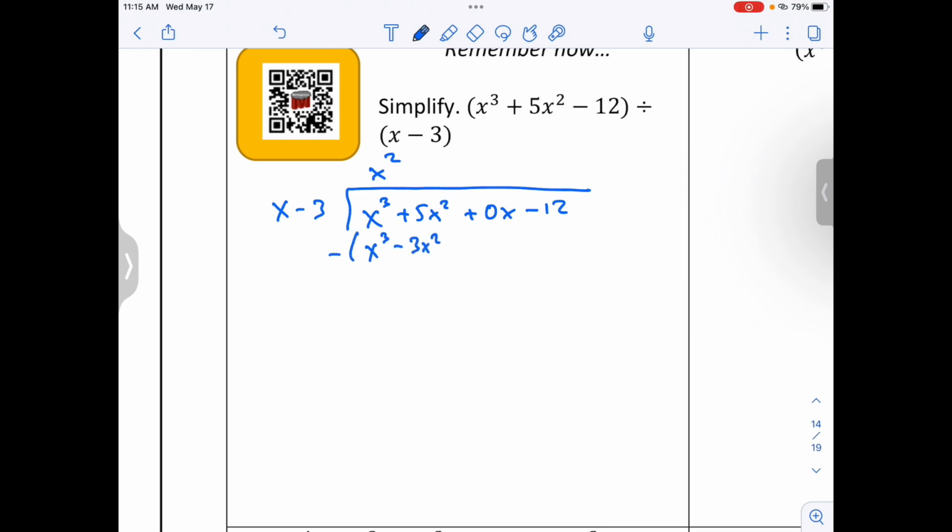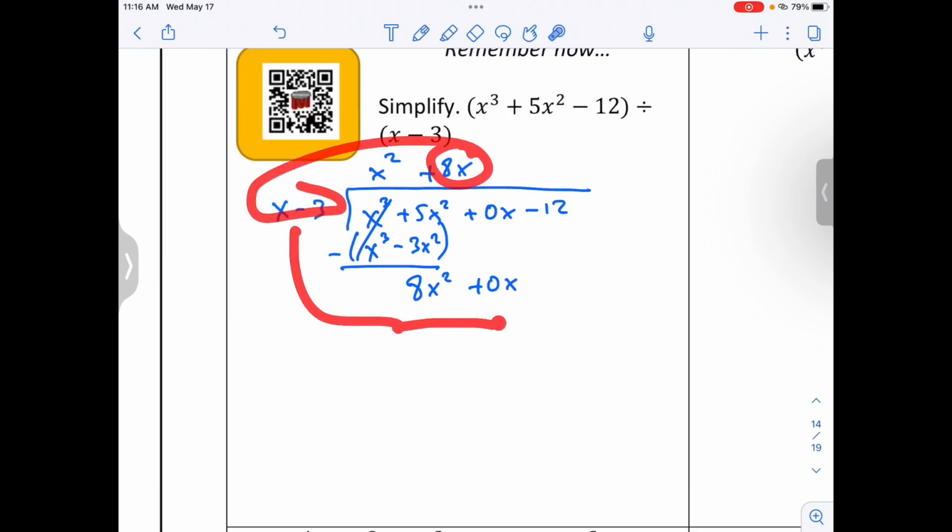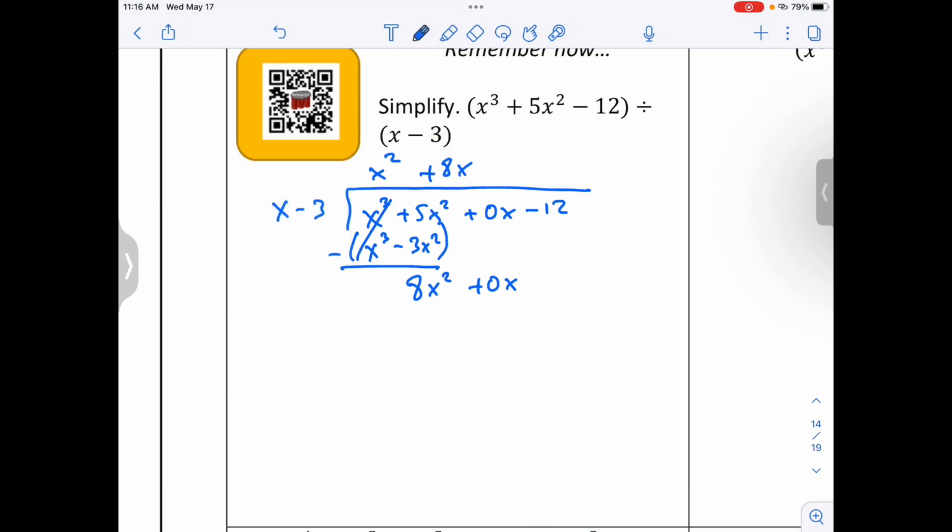Then we're going to subtract that off, put it in a parenthesis. The x cubes cancel out. We get 5 minus negative 3, so plus, so 8x squared, bring down the 0x. Now we're going to divide 8x squared by that front x, so that's plus 8x. And now we're going to multiply that 8x by x minus 3 and write it down underneath. So we go 8x squared minus 24x. And then we subtract that off, and the 8x squareds cancel out. The two negatives make a positive 24, with the 0 becomes 24x, and bring down the minus 12.